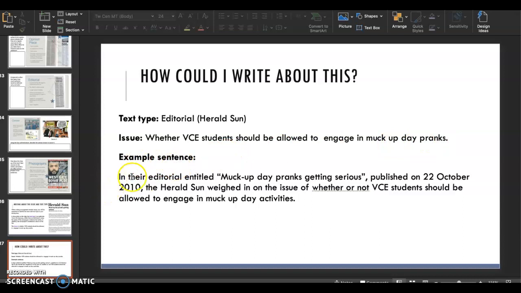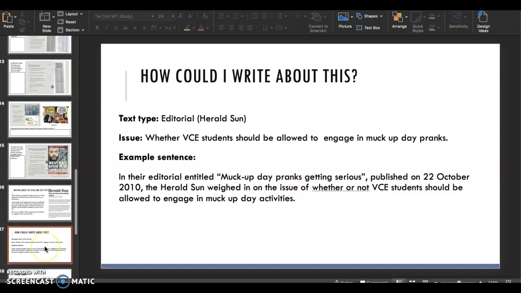So an example sentence that would start your essay, and this is the beginning of you writing for your essay. In the editorial entitled "Mock-up Day Pranks Getting Serious," that's the title of it, published on 22nd of October 2010, the Herald Sun weighed in on the issue of whether or not VCE students should be allowed to engage in mock-up day activities. So that's a really stock standard introductory sentence to analytical essay writing. Okay.